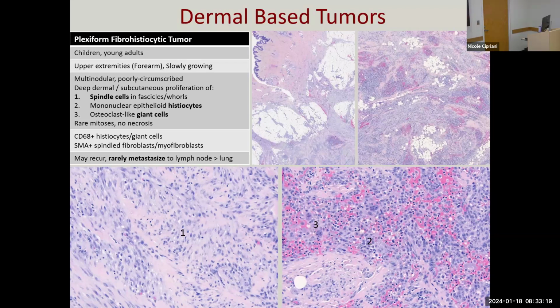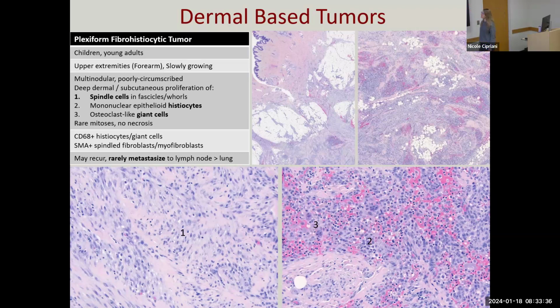So if you were to just take this, you might think it almost looks like a giant cell tumor of bone or a giant cell tumor of tendon sheath. But then you throw in some spindle cells and you throw it in the dermis and subcutis of a young person, then you're dealing with plexiform fibrohistiocytic tumor.